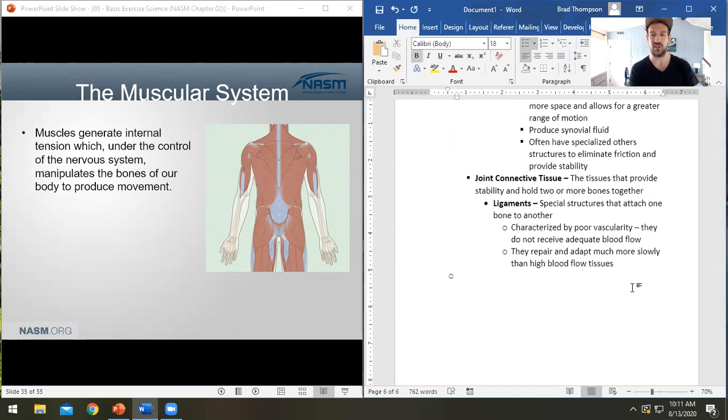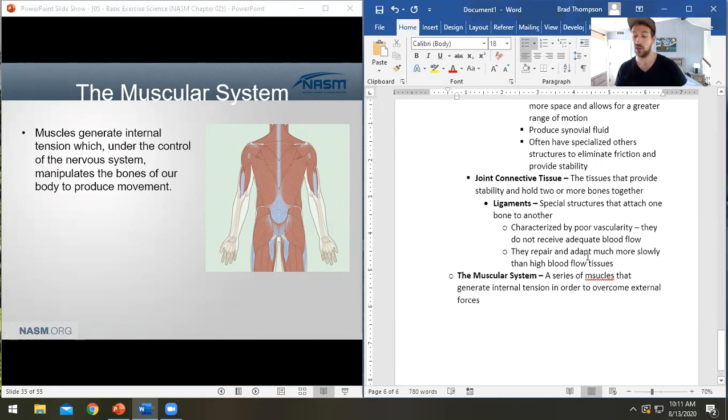So the muscular system, right, is a series of muscles that generate internal tension in order to overcome external forces, right? So your muscular system's in charge of generating your posture. It sometimes generates heat, but it manipulates your bones in order to overcome external forces. I'm actually going to say by manipulating the skeletal system.